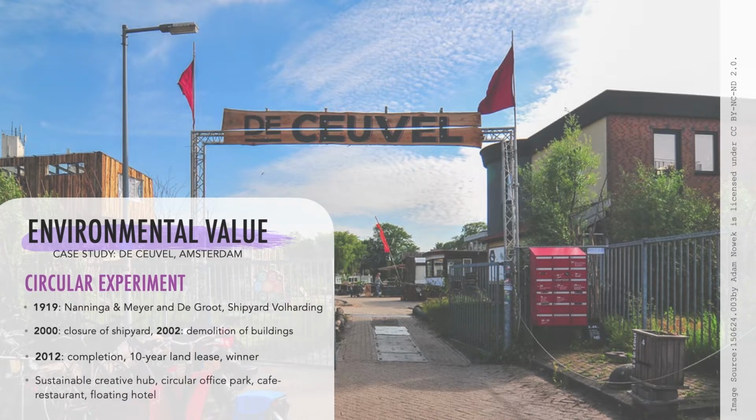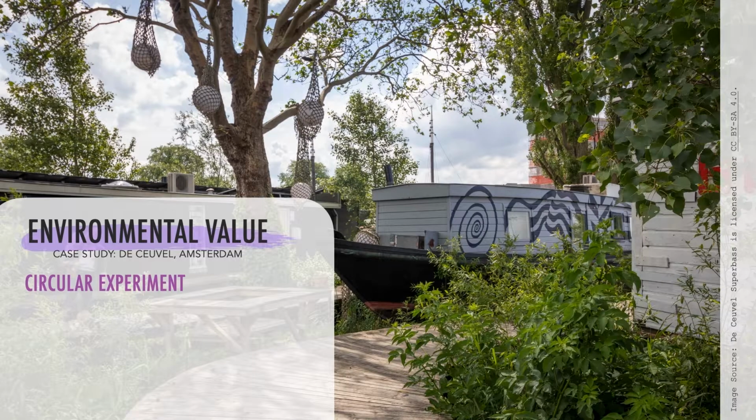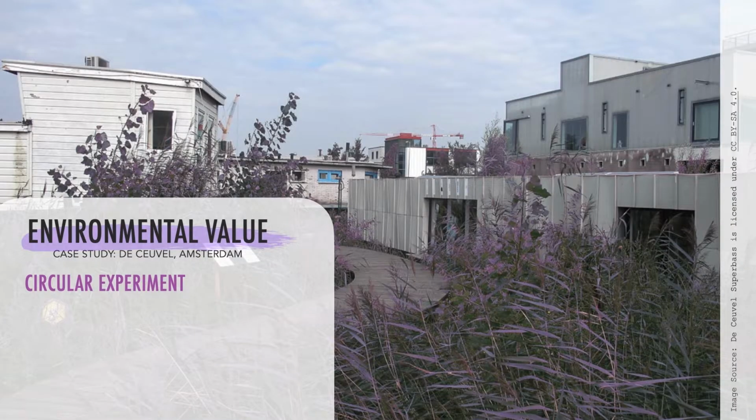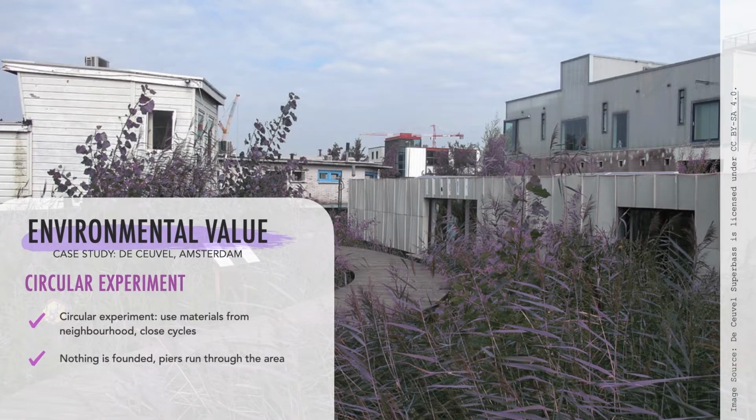The project is an experiment where depreciated houseboats from elsewhere in Amsterdam were reused and connected by a pier. Entrepreneurs and volunteers co-created the pier and leveling of the ground. The experiment includes soil cleaning plants to purify the contaminated soil within 10 years, reuse of material from the neighborhood, and closing the cycles. Everything is floating and connected by piers running through the area. The plants clean the soil faster than expected.